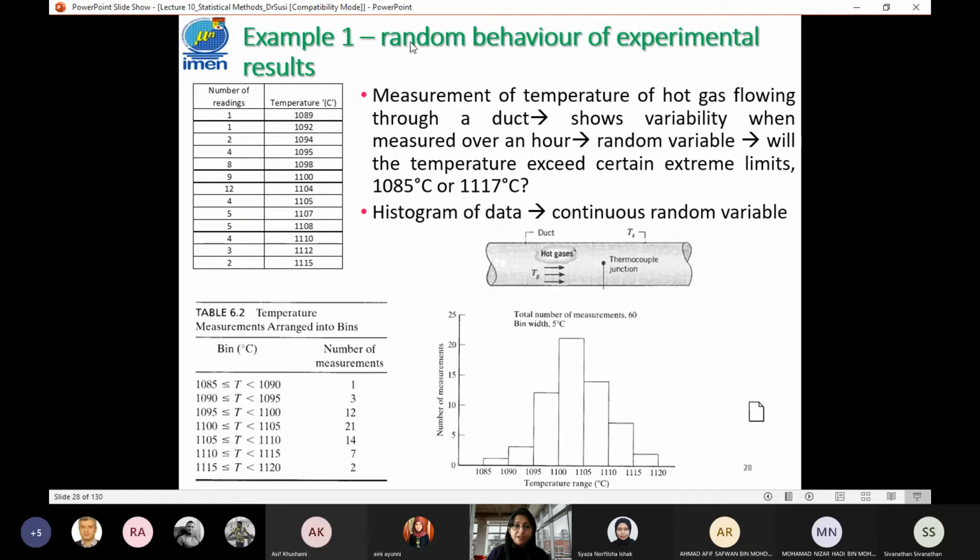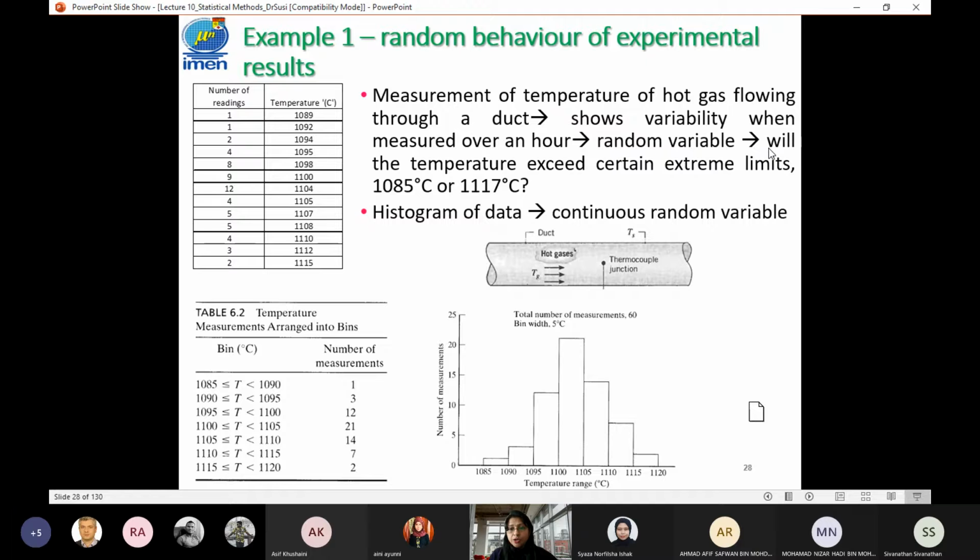So this is a random behavior of an experimental result. You have a measurement of the temperature of hot gas flowing through a duct. This is a duct like a chamber. If you're using CVD or a furnace, you have hot gases flowing through the chamber. It shows variability when measured over an hour. So this is for 1 hour, and this is the temperature measured inside the chamber. So it is a random variable.